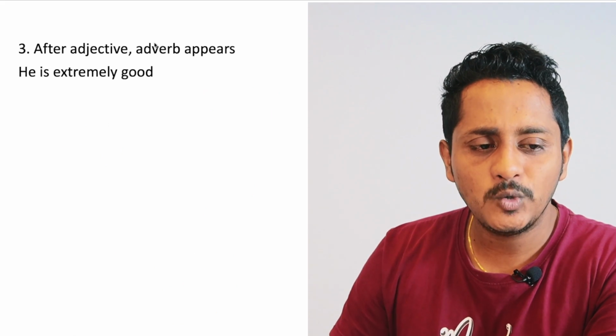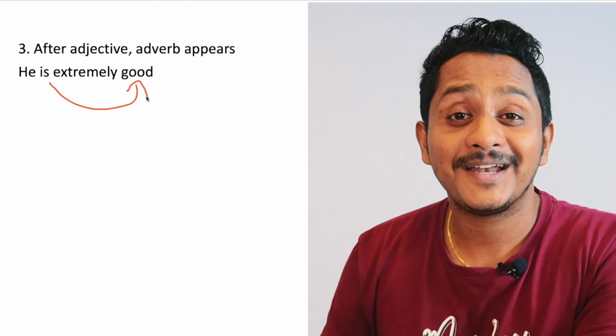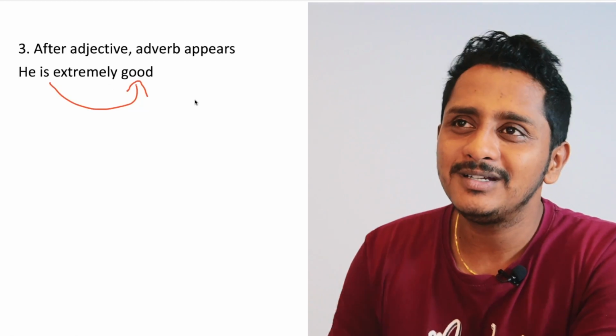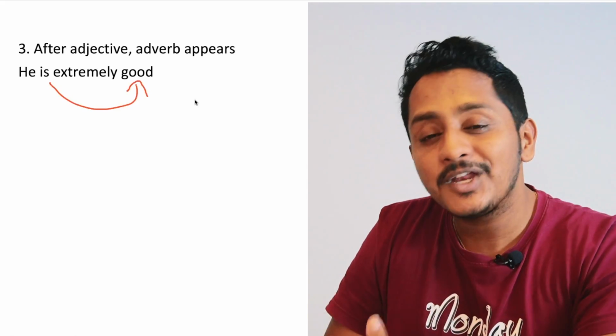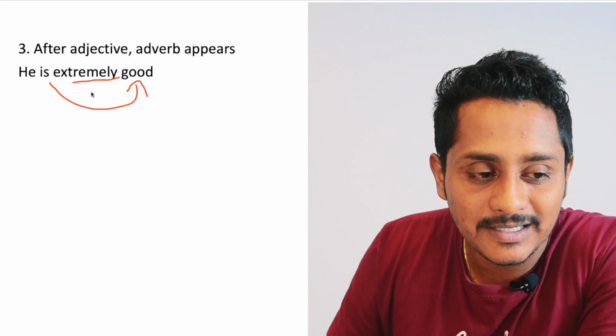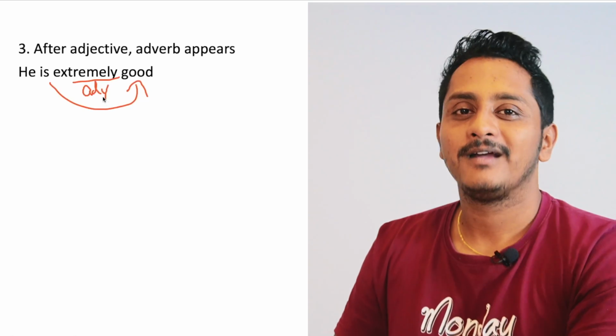See now, he is good, very good. Where is an adverb? He is good. How good? How much good? This much good, this much good. That how much is explained. It's a further addition to the adjective. This is adverb. He is extremely good.